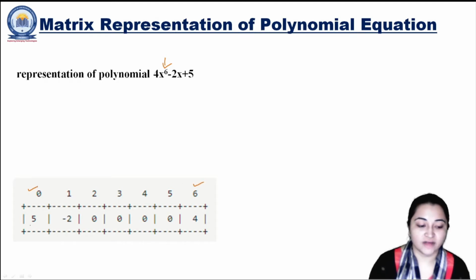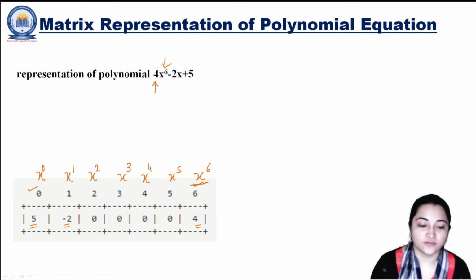Whatever values we have written in this array represent the coefficient values, and these indexes represent the power of the variable x. So this represents x raised to 1, x raised to 2, x raised to 3, and so on. With x raised to 6 we have coefficient 4, so in this cell we would put 4. Here x raised to 1 has coefficient -2, so at first index we will put -2 as coefficient.